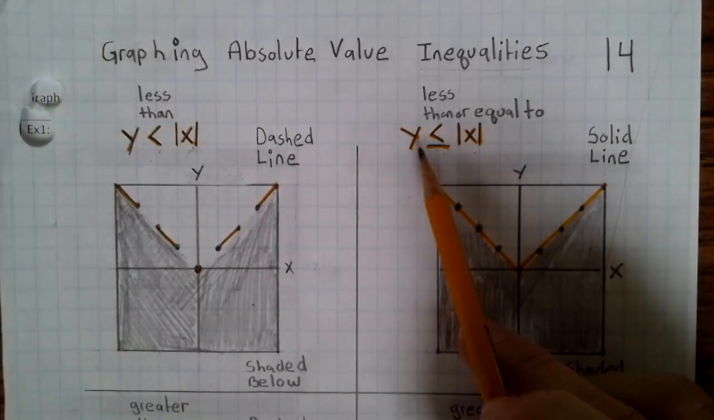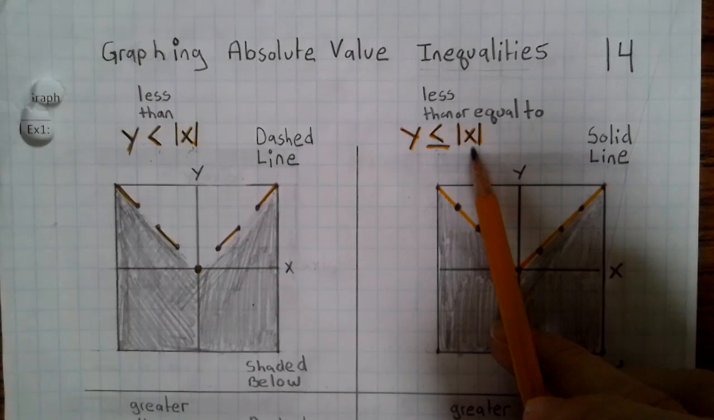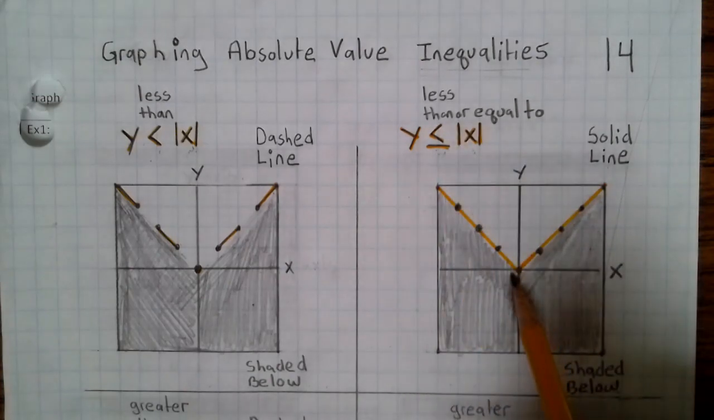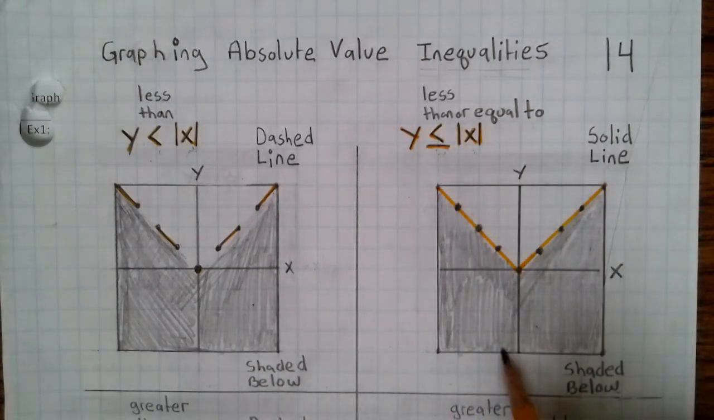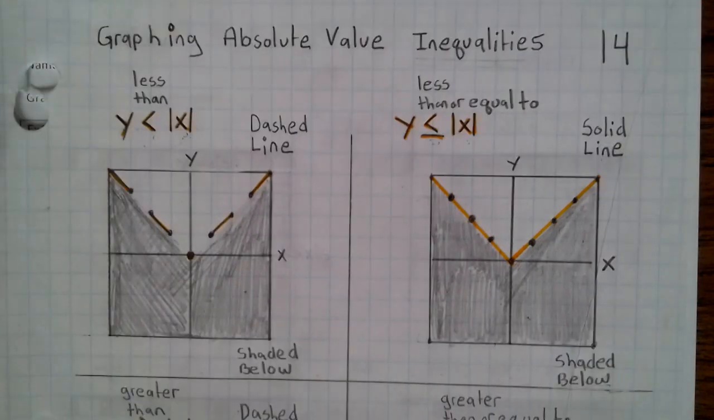Now, this says y is less than or equal to the absolute value of x. If there's a line underneath, it's a solid line. Since it's less than, we shade below. You would update that.